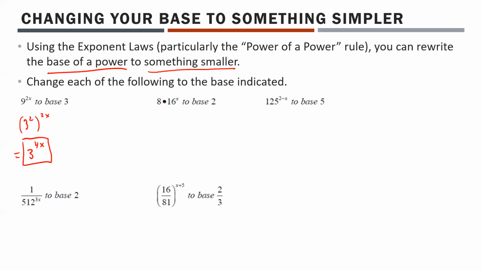Let's do another one. 8, and this dot here is supposed to be a times symbol, but whatever. 8 times 16 to the power of x. We want to change it to a base of 2. Do the same thing we just did here. 8 can be written as 2 to the power of 3.